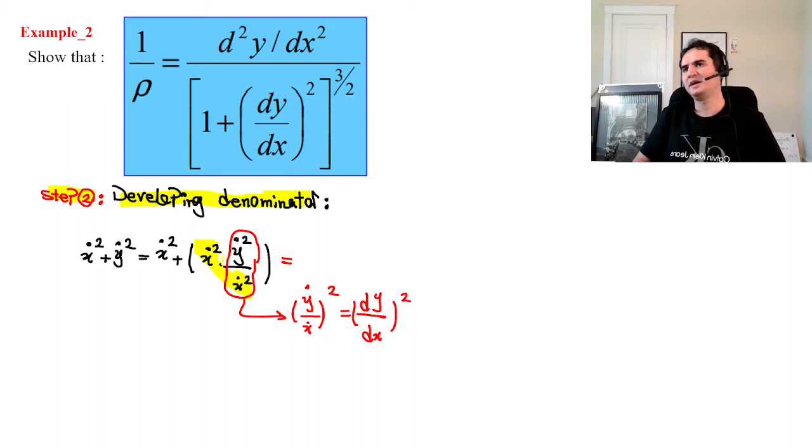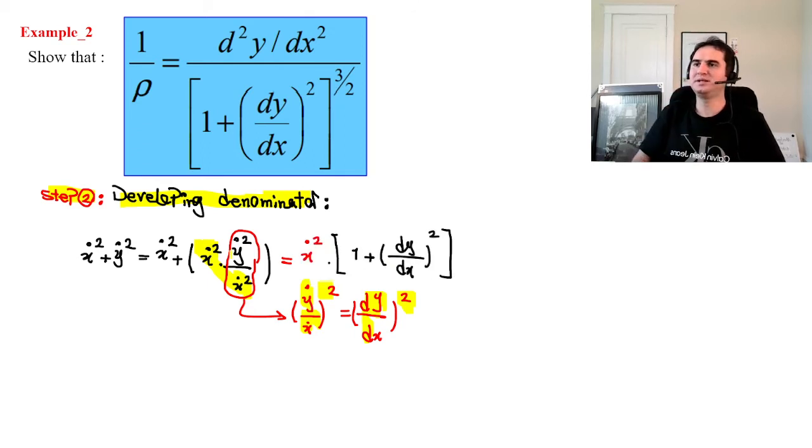So that part is (y dot over x dot) squared, that's (dy over dx) squared. We observed it in the previous slide. In that sense, one can say it's equal to, if you factor out x dot squared, x dot squared times open bracket 1 plus (dy over dx) squared.